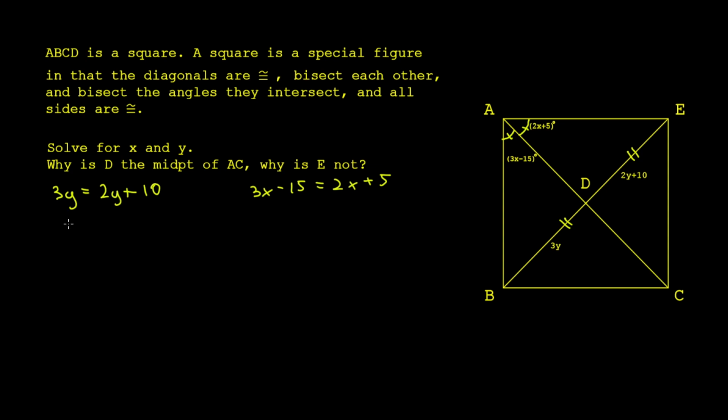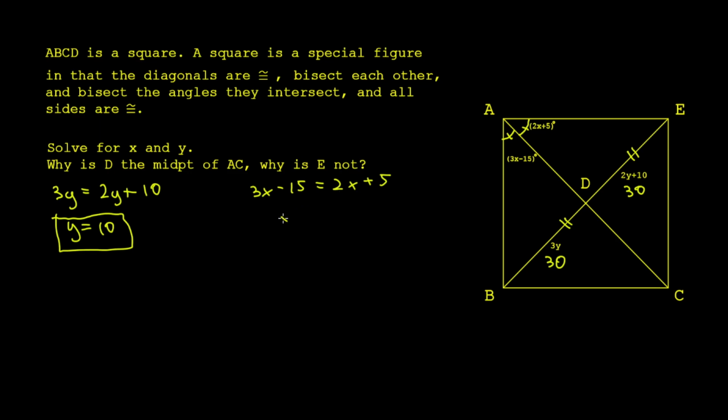Move 2y over, we get y equals 10. Now if y equals 10, 3 times 10 equals 30. And then 2 times 10 is 20, plus 10 is 30. So we got that right. So we've got that. Next we'll do this equation.